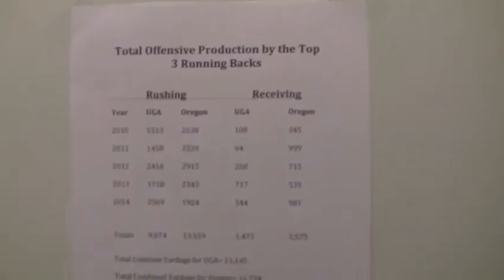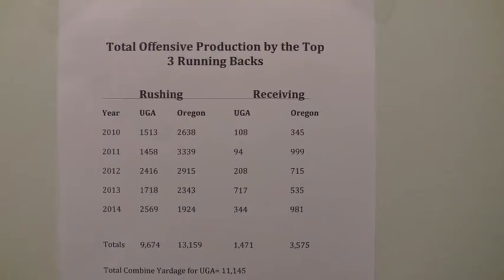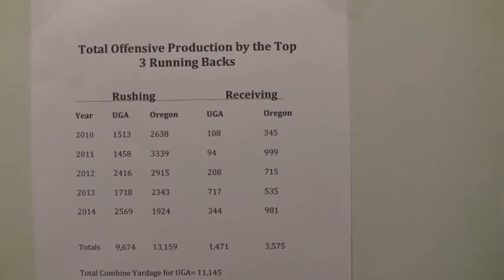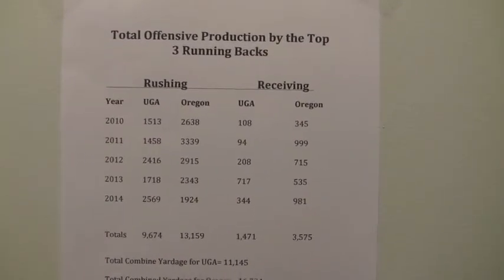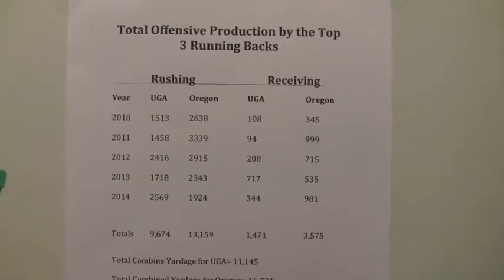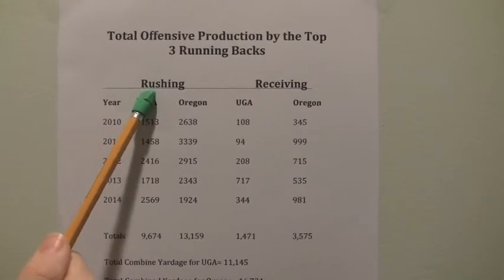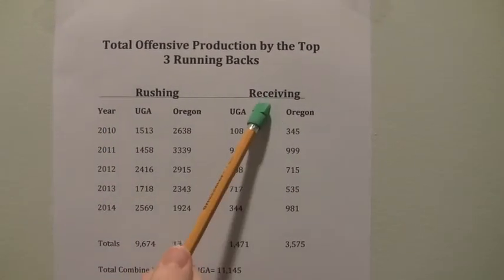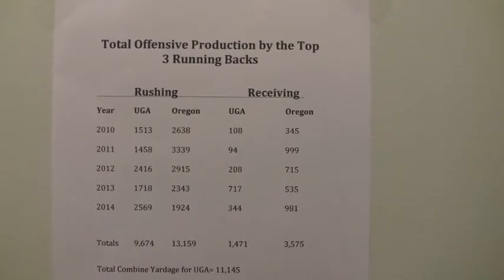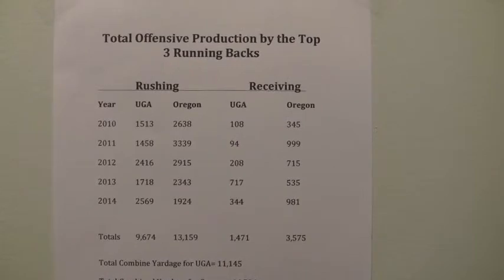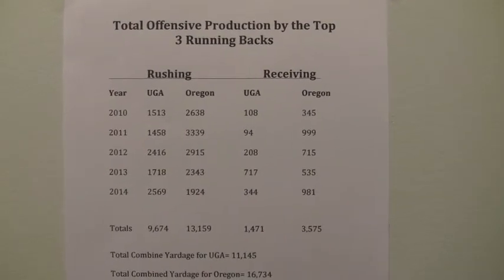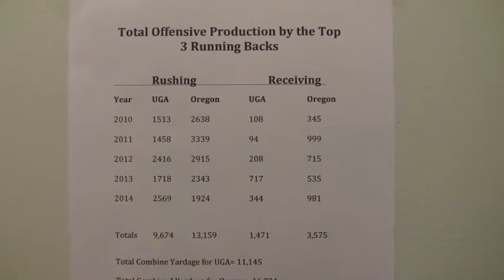So this is my matrix for the total offensive production by the top 3 running backs, and we have two matrices here. We have a rushing matrix and a receiving matrix, and as you can see, it has the years 2010 through 2014, and you have the two schools, UGA and Oregon.